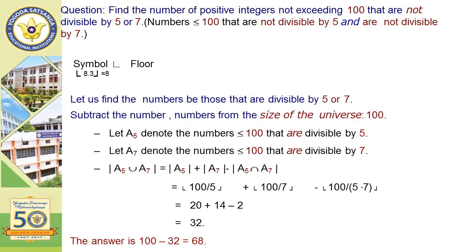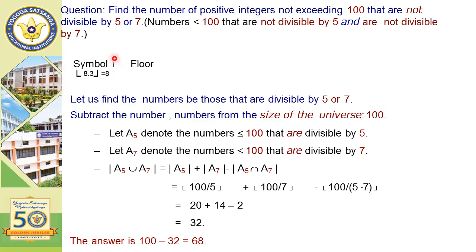Let us take another example. Find the total number of positive integers not exceeding 100 and not divisible by 5 or 7. That means numbers that are less than or equal to 100 and not divisible by 5 and not divisible by 7.